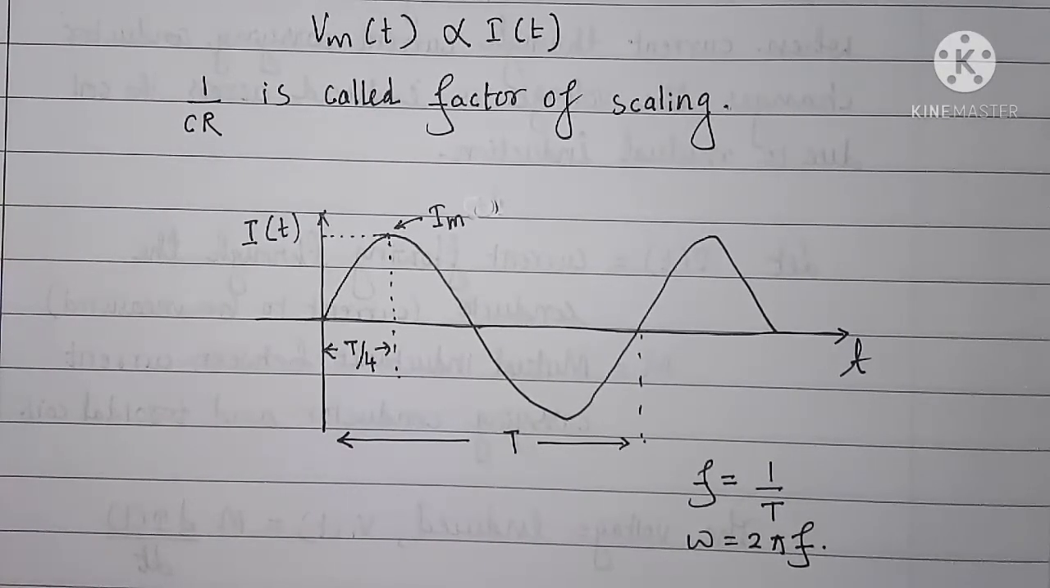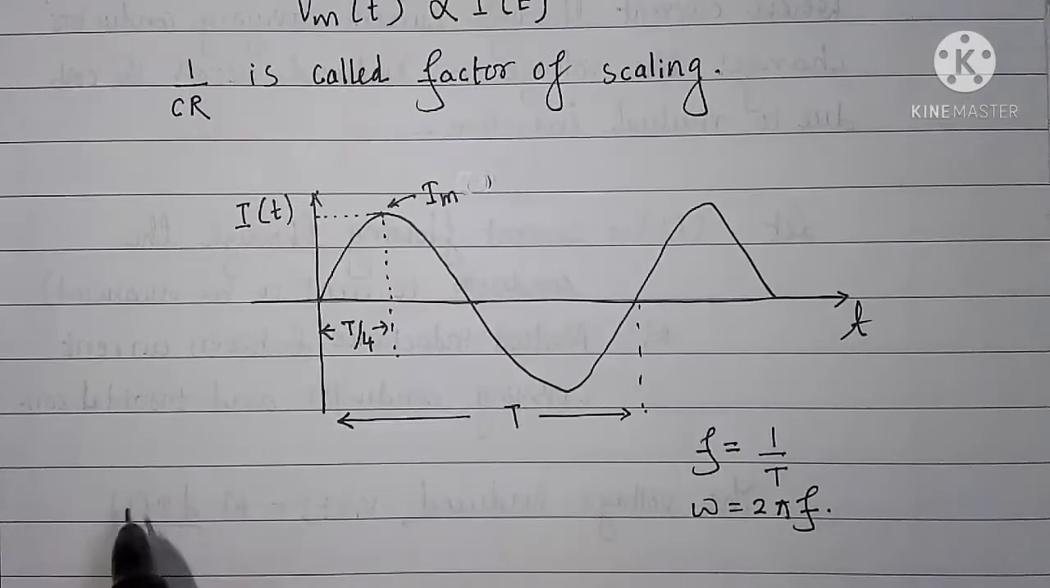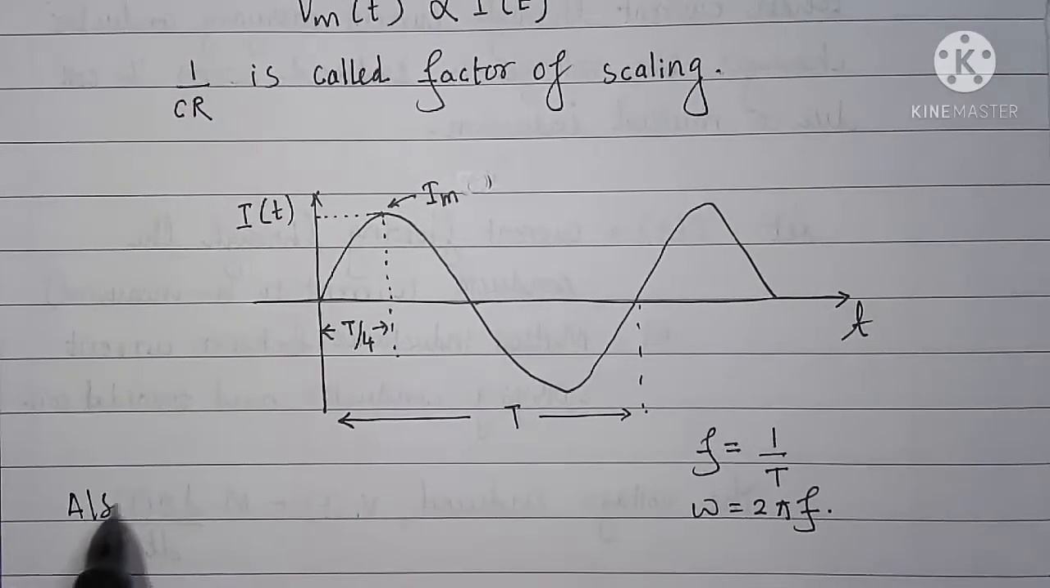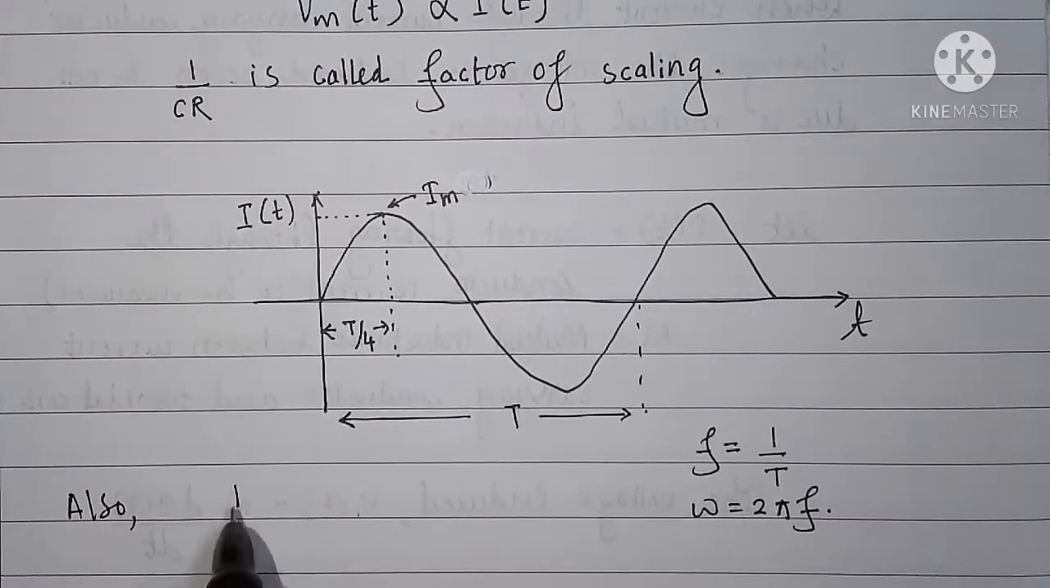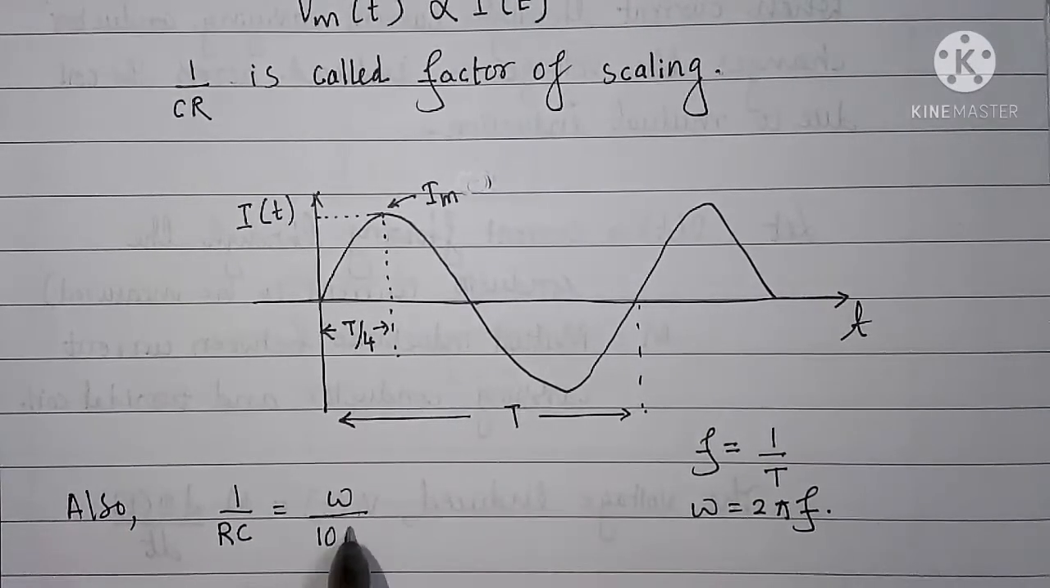Now we will solve one example on Rogowski coil. Also you have to remember here one more important relationship, that is 1 by RC is equal to omega by 10 into pi.